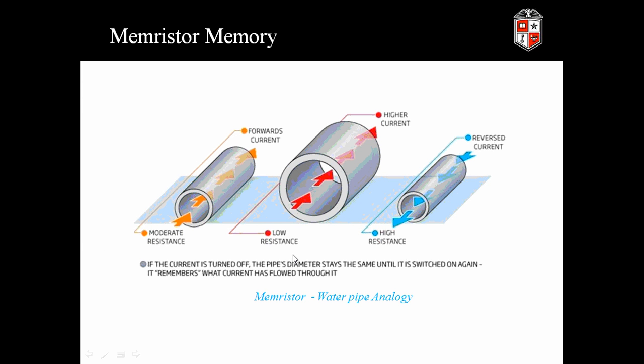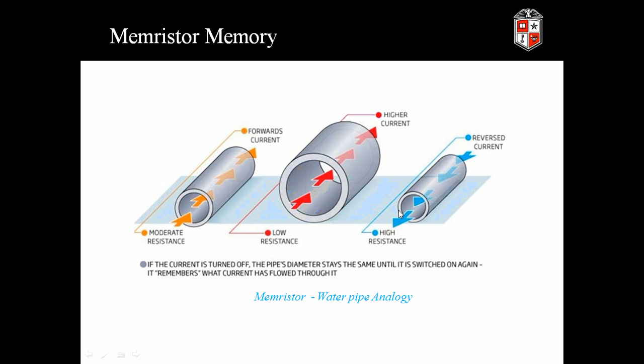So here the total memristor operation can be compared to a water pipe. This is some kind of a smart water pipe. Here you can see the diameter of the pipe is large. That means water can easily flow through it. Then we can say that this pipe is offering very less resistance for the water to flow. So if you switch off the water flow, then the diameter won't change.